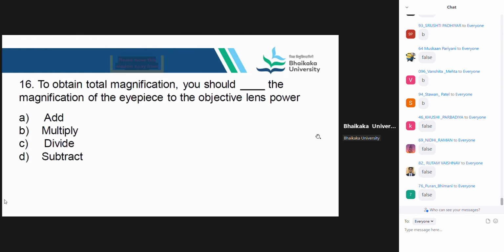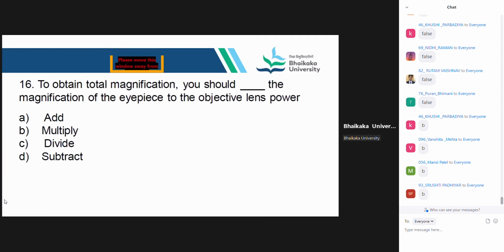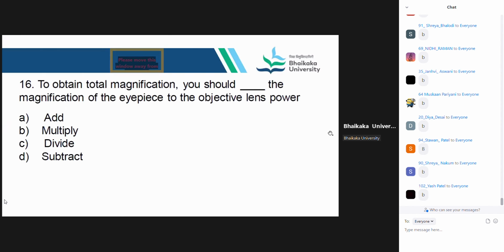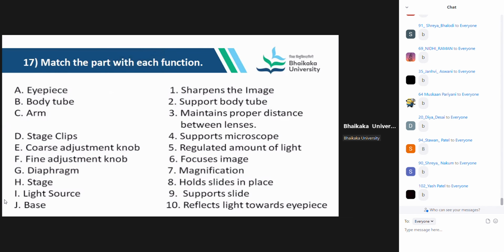Next question: to obtain total magnification, you should, what do you have to do with the magnification of the eyepiece and the objective lens power? How do you calculate? Yes, multiply. We have to multiply the magnification of the eyepiece and the objective lens to obtain the total magnification.